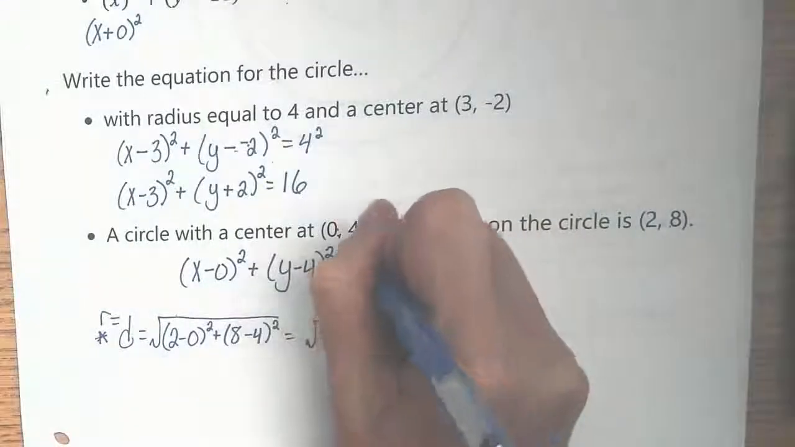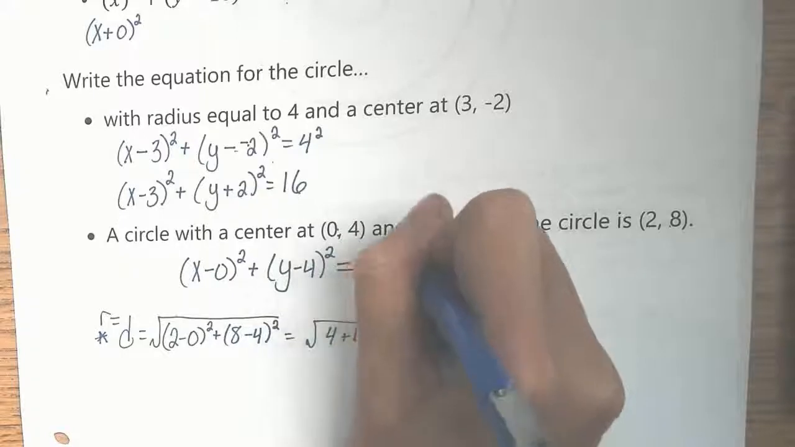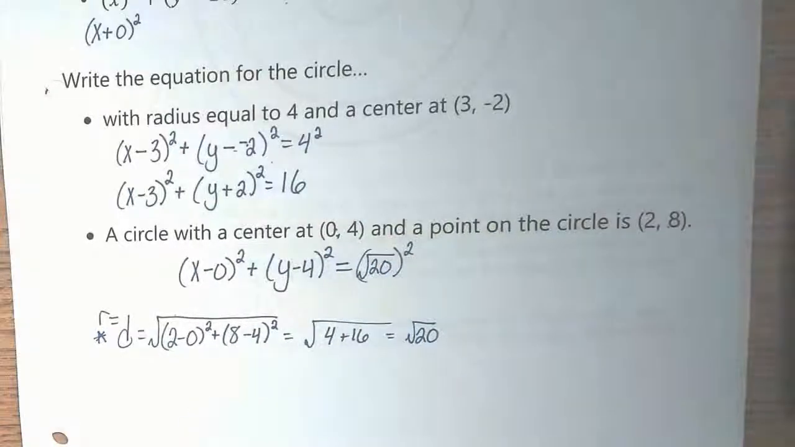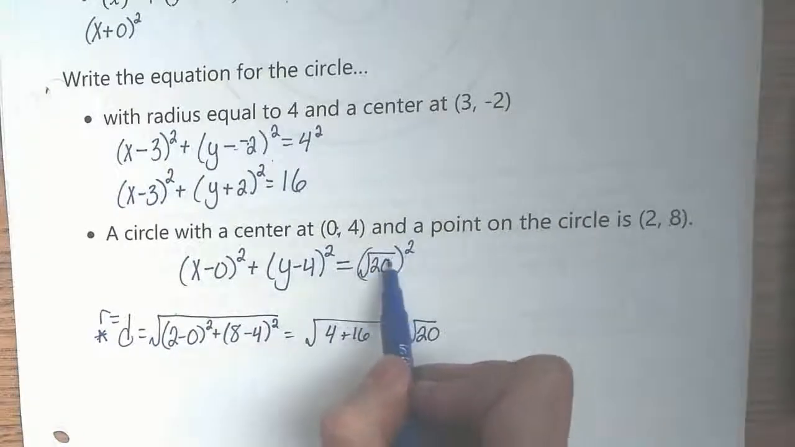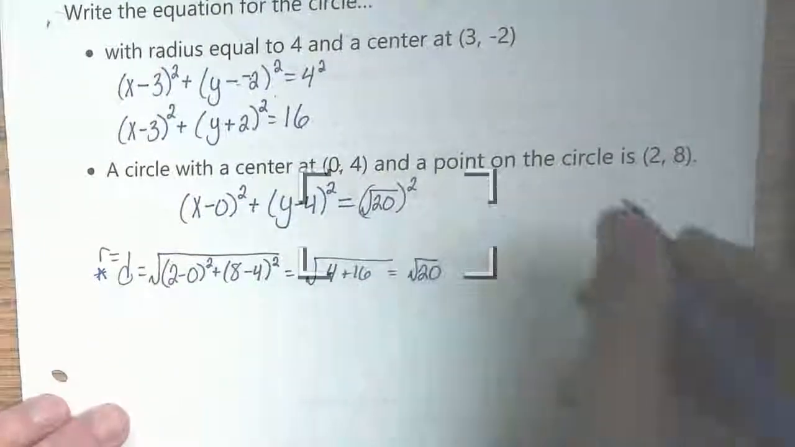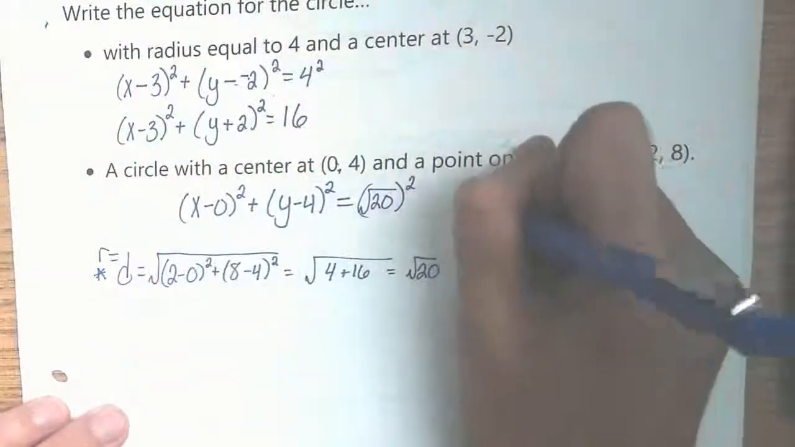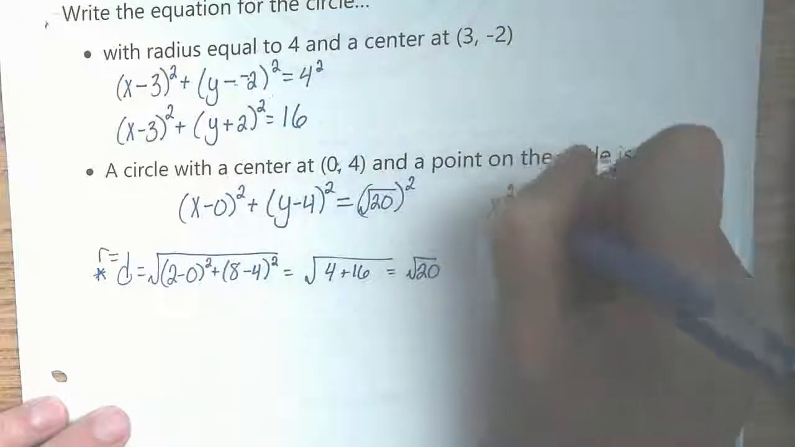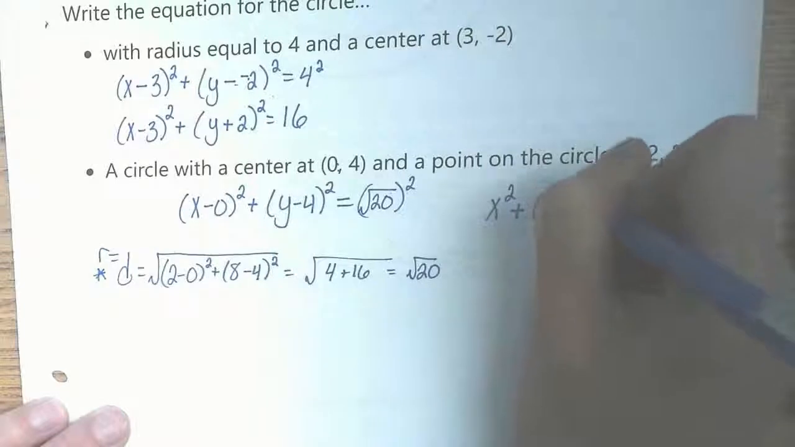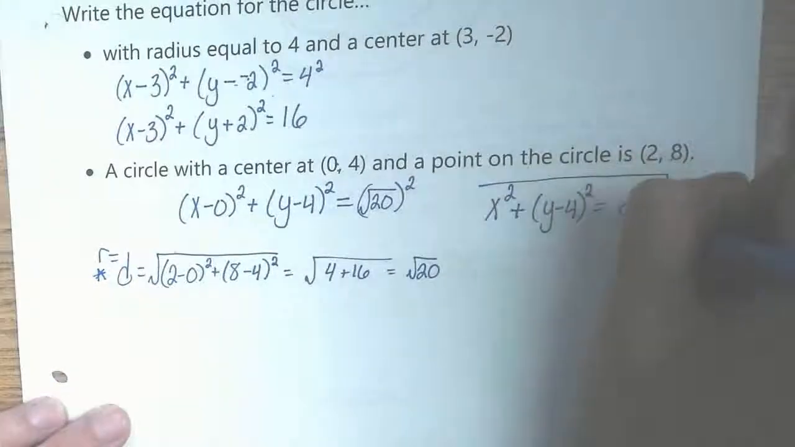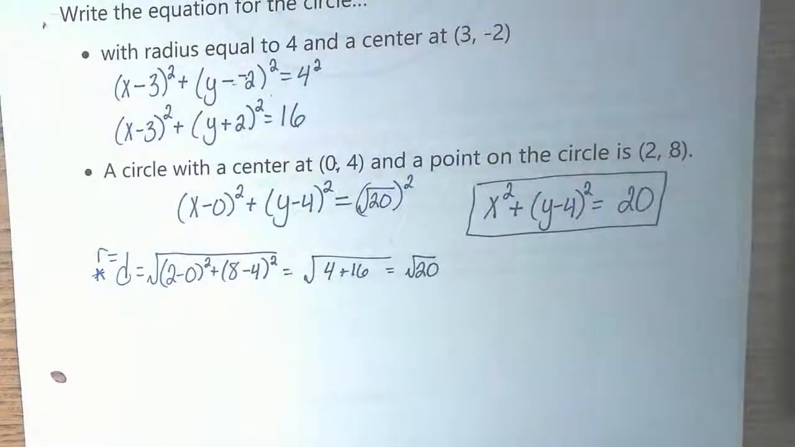I'm going to plug that in, square root of 20, and square it. What happens when you square a square root is that it just becomes what's under the square root sign. So a more simplified, better version of that is going to be x squared, because the minus 0 is pointless to write, plus (y minus 4) squared equals 20. And that is it.